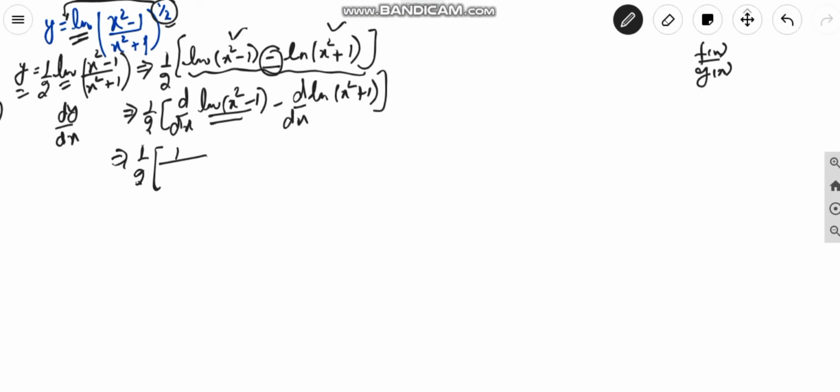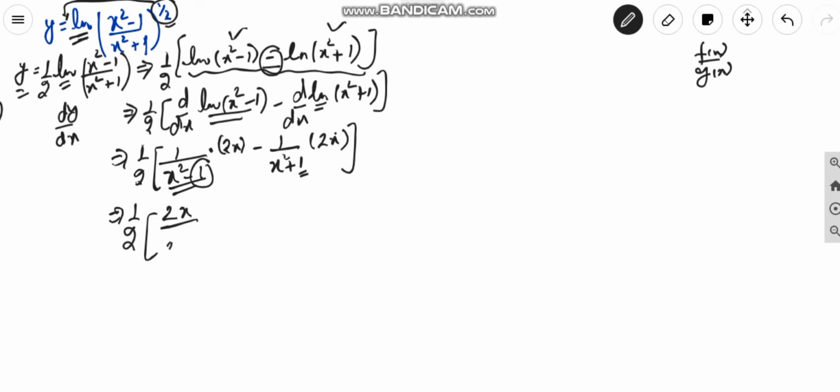We place in the denominator 1 by x square minus 1, and we find the further derivative of the function: the derivative of 1 is 0 and of x square is 2x. Minus, again, any function next to natural logarithm, we place in the denominator, so 1 by x square plus 1, and take the further derivative of x square plus 1, that is 2x, and the derivative of 1 is 0, so we skip writing the 0. Next step is 1 by 2 times (2x over x square minus 1 minus 2x over x square plus 1).